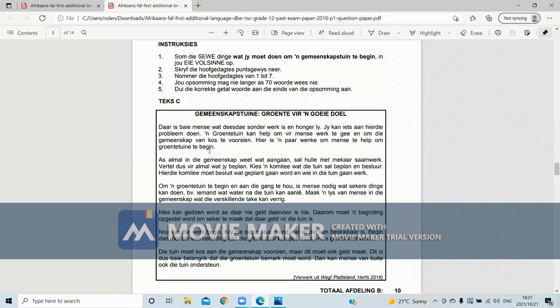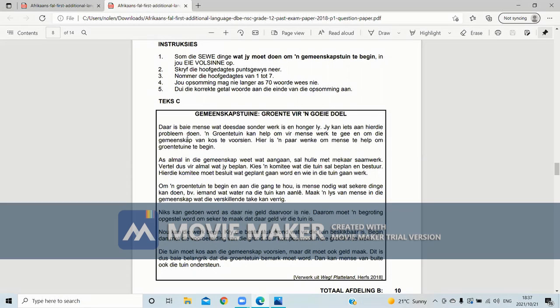Okay, daar is baie mense. Oh, wait, I didn't read the heading. Gemeenskaptuine, groente vir 'n goeie doel. So this says community gardens, vegetables for a good, I want to say purpose. It also means goal, but let's go with purpose. Daar is baie mense wat deesdae sonder werk is en honger ly. So there are many people that are without work these days and that are suffering from hunger.